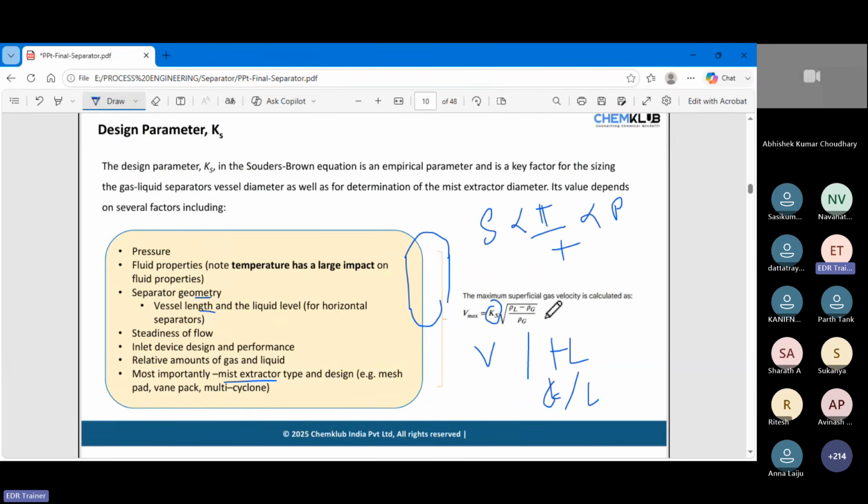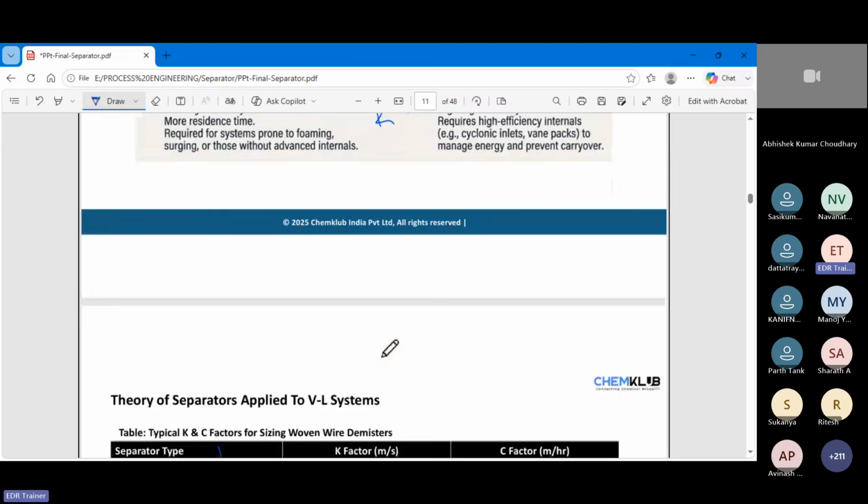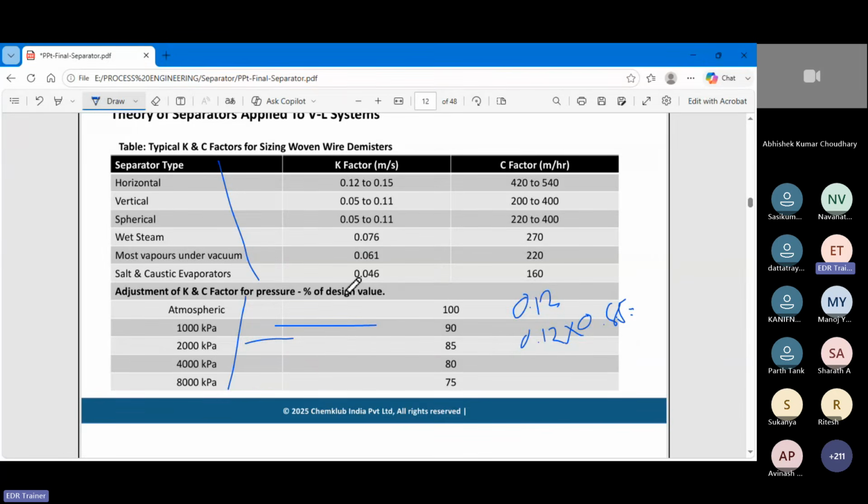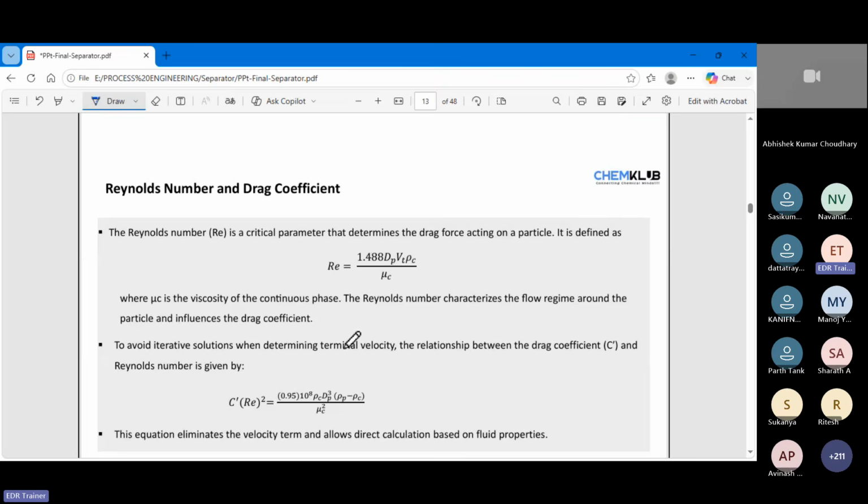Because other details you already have: density of the liquid minus density of the vapor, divided by density of the vapor, under root. The main thing is to determine the Ks. Now for Ks you have two options. First, select it from the table from the vendor. Second, you need to calculate it. So what is the calculation procedure? We can see.